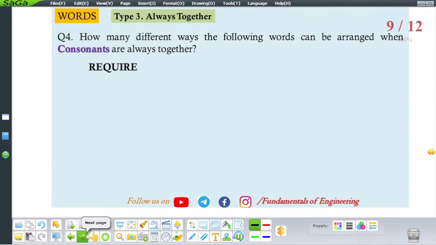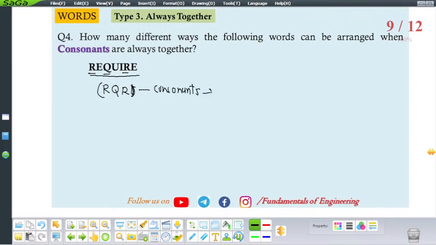We will take another example. How many different ways can the following word be arranged when the consonants are always together? The word is require. So first find out how many consonants are there. The consonants are R, Q, and R. Remaining are vowels. So these are three consonants.